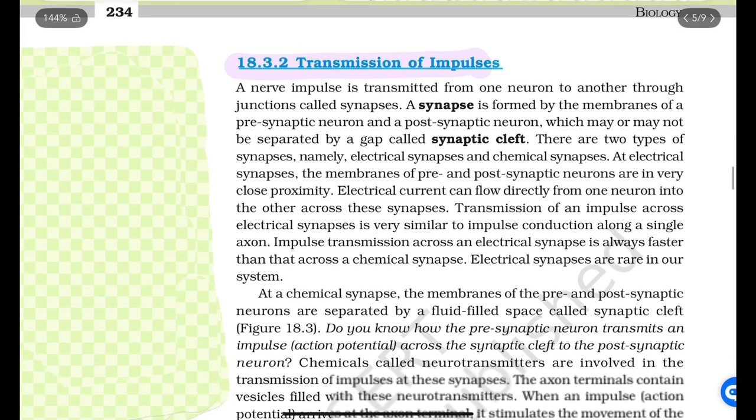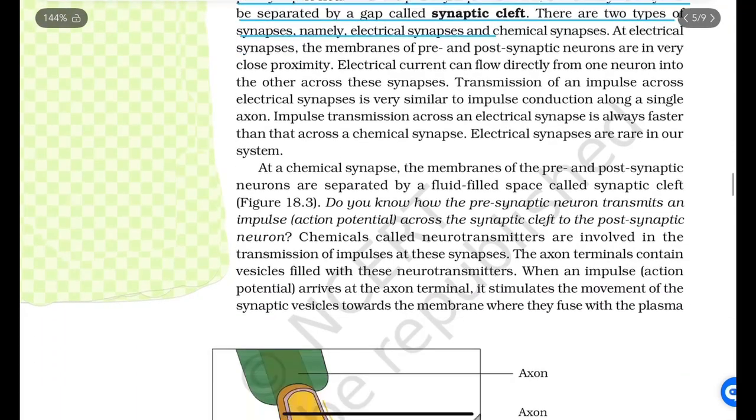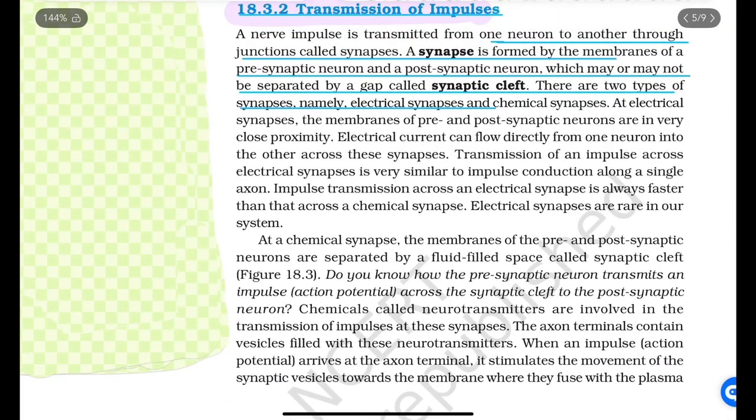Transmission of impulses. A nerve impulse is transmitted from one neuron to another through a junction called a synapse. A synapse is formed by the membrane of a presynaptic neuron and a postsynaptic neuron, which may or may not be separated by a gap called the synaptic cleft. There are two types of synapses, namely electrical synapses and chemical synapses. At electrical synapses, the membranes of pre- and postsynaptic neurons are in very close proximity. Electrical current can flow directly from one neuron into the other across these synapses.